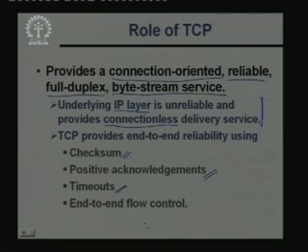timeouts, if acknowledgements do not come within a certain time, then the data is sent again, retransmitted, and flow control. Flow control means if the sender is sending data too fast and the receiver cannot accept it at that rate, the receiver can send a request to the sender that please slow down the speed of transfer. This is called flow control.